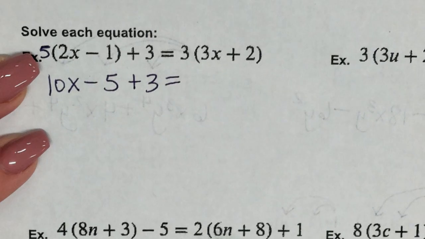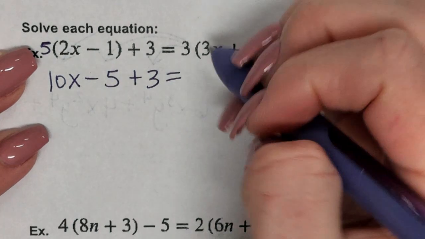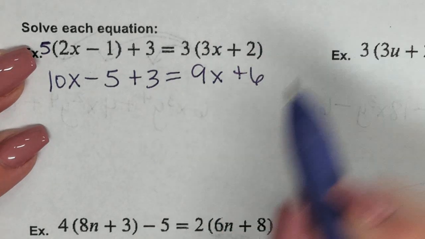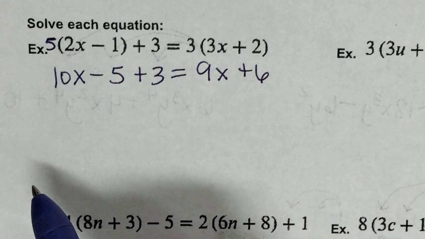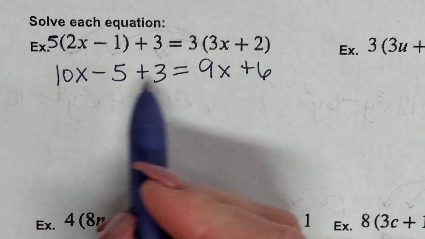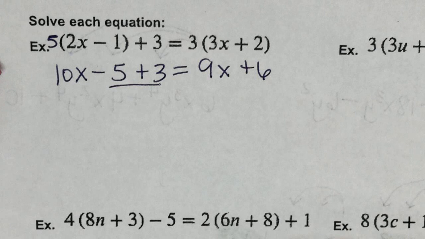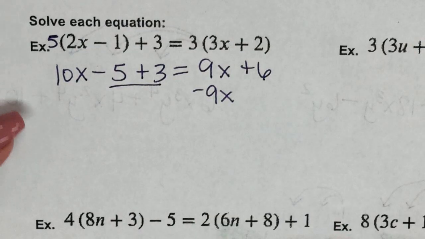Now what do I do to the right side? Distribute. 3 times 3x is 9x, and 3 times 2 is 6. So plus 6. Are y'all okay? Now what am I going to do? I can combine these. Can I do it all in one step, though, where I combine these and move the 9x? Okay, so I'm going to move the 9x to the left by doing what? Subtracting.